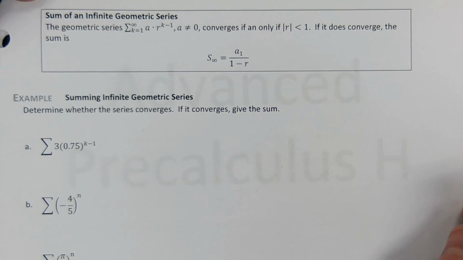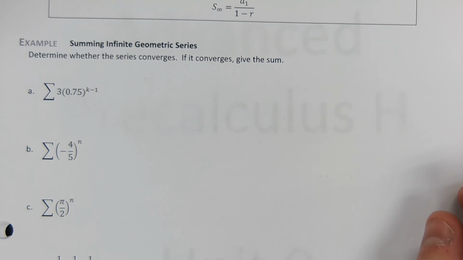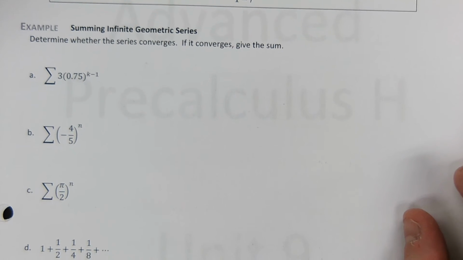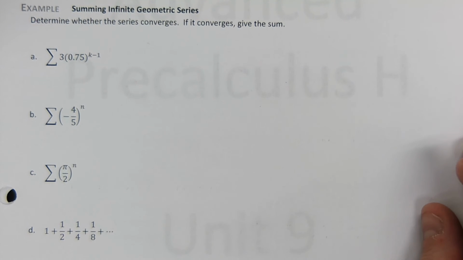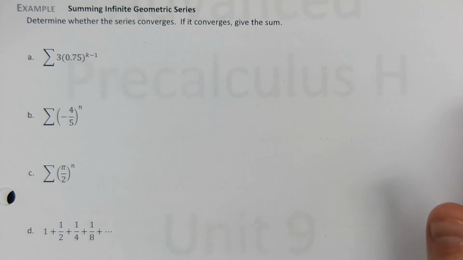So these 4 examples say determine whether the series converges, and if it does converge, let's figure out what they add up to. You might notice that these 3 sigmas are missing the number on the bottom and the number on the top. And what that implies is that it begins at 1 and never stops. So not only is it infinite, it also begins at the value of 1. Because if it begins anywhere else, we have to actually say that. Okay?